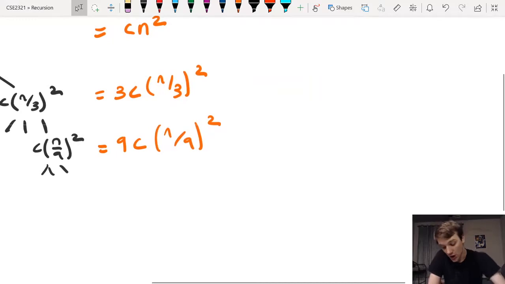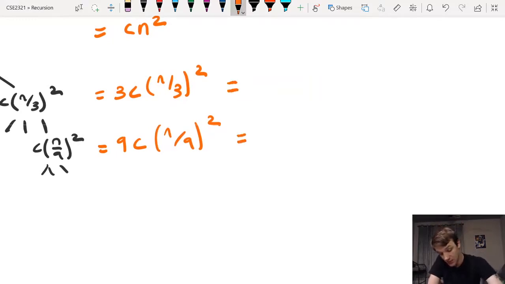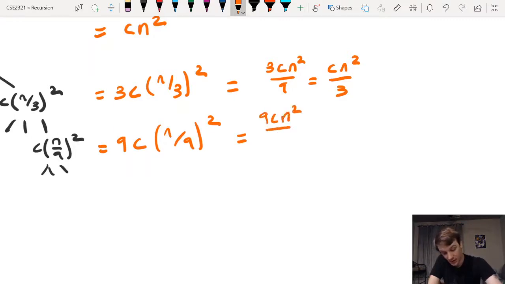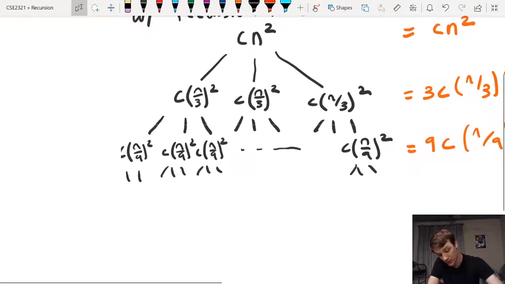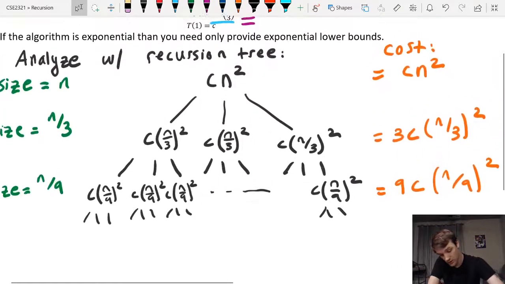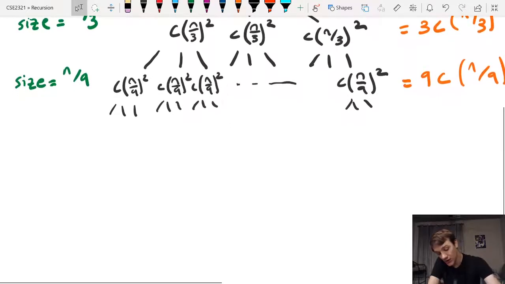Here, the cost, let's do more simplification. We have cn squared, then we have 3cn over 3 squared. That can be written as 3cn squared over 9, which is cn squared over 3. For the next one, that's 9cn squared over 81, which is cn squared over 9. So, I'm going to create a little table here for myself to represent all of the things I need to know.